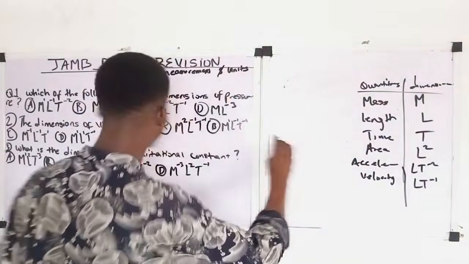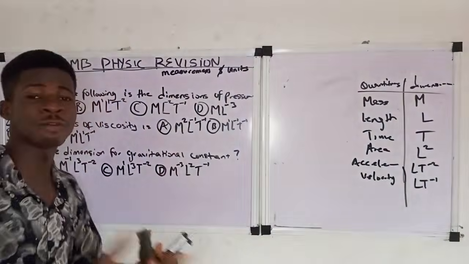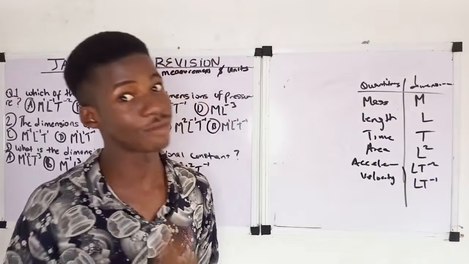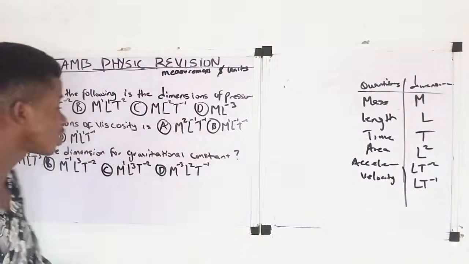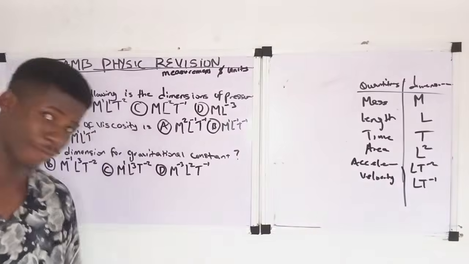Now let's start with the very first question. Which of the following is the dimension of pressure? The very first thing I told you to do is to know the formula of the quantity. And in Jamb, they'll majorly ask you questions on gravitational constant, pressure, then at times viscosity.